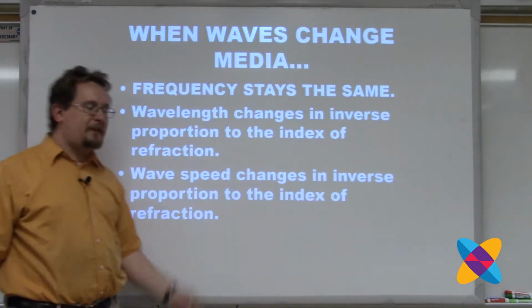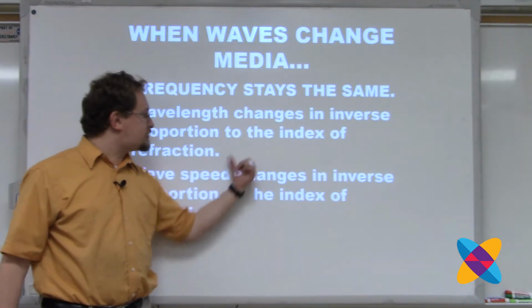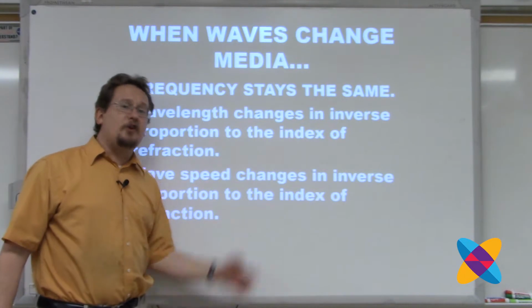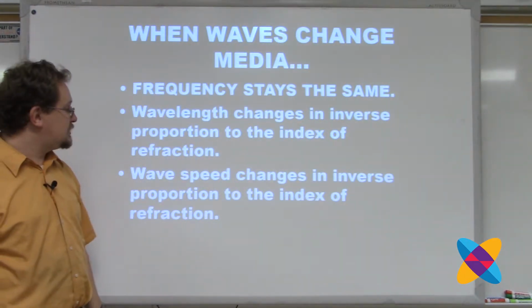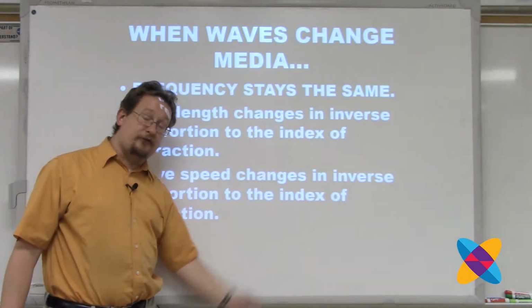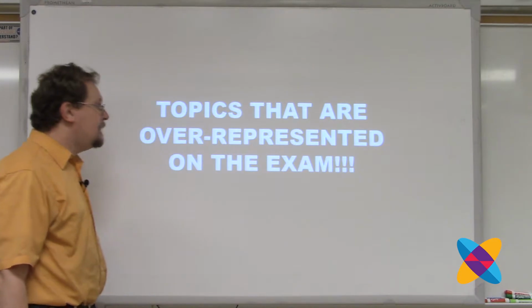But wavelength and speed of the wave both change. They're going to change in inverse proportion to the index of refraction. What do I mean? If you go from n equals 1 to n equals 2, then the wavelength will be half as much. If you go from n equals 1 to n equals 3, the wave speed will be 1/3 as much, as an example. They need to know that.